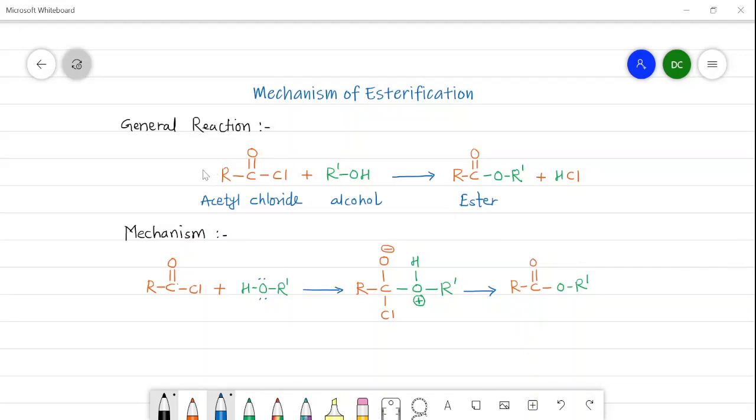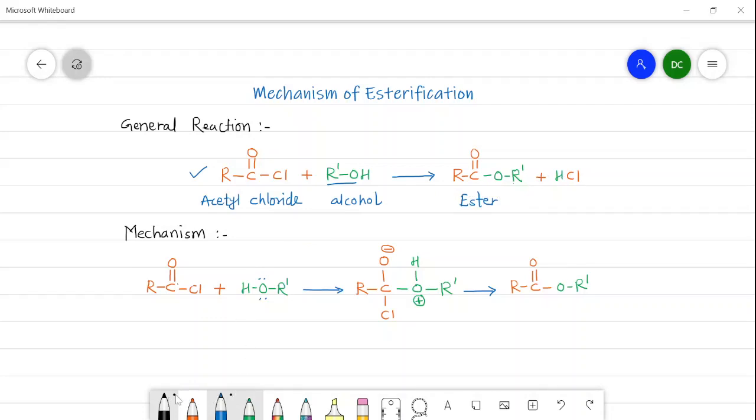Esterification reaction involves the formation of ester from acid and alcohol, or acyl chloride and alcohol. Here the acetyl chloride reacts with the alcohol to form ester. It is the general reaction. See here, a Cl group is replaced by OR group. Here I have written RCOOR. It is the SCl. Now the mechanism of this reaction.